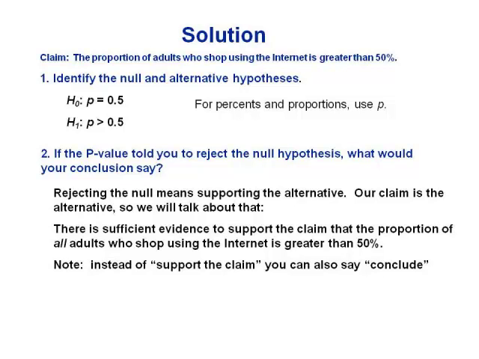So I'm going to say, all right, I rejected the null. I supported the alternative. I had pretty clear evidence. It was small enough to pretty conclusively rule out the null. So I do have sufficient evidence to support my claim. I have sufficient evidence to reject the null and to support the alternative, which is my claim. So the final write-up would say that there's sufficient evidence to support the claim that the proportion of all adults who shop using the internet is greater than 50%.